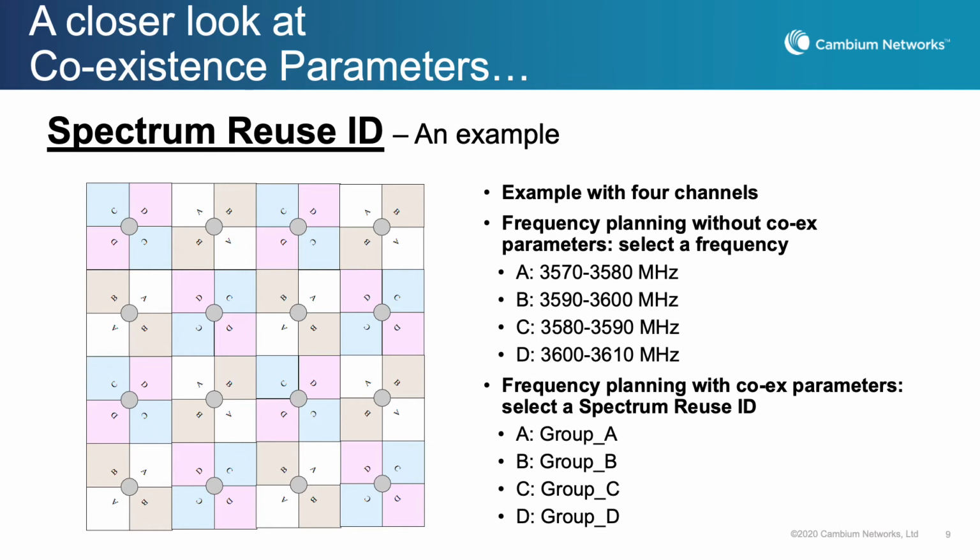You still assign a specific channel to each sector, but the SAS will eventually be able to move devices to other channels based on congestion, and the spectrum reuse ID indicates which sectors you had originally configured as sharing the same channel.